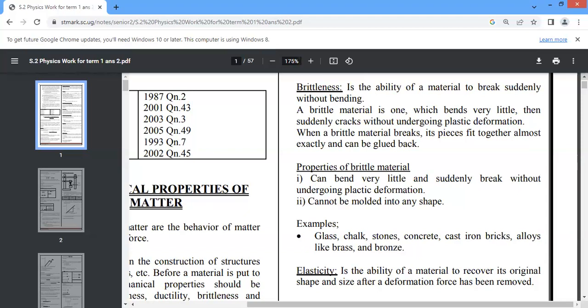Examples have been given to us. We have glass, chalk, stones, concrete, and iron bricks. The iron, which is cast iron, is somehow like clay. We have alloys like brass and bronze. An alloy is a mixture of metals. So brass and bronze are also brittle materials. They don't warn you, they just break without warning.